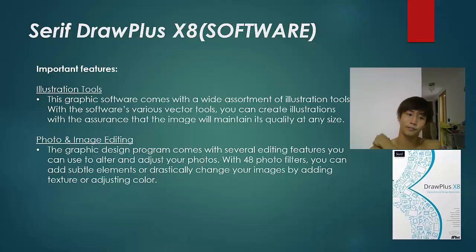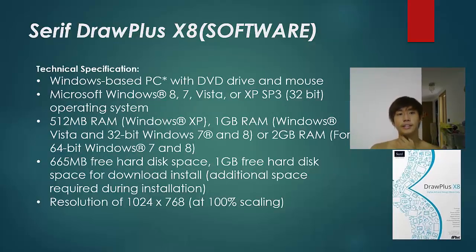Okay, then furthermore, the photo and image editing comes with several editing features which the user can use to alter and adjust the photo, and the system comes with around 48 photo filters. You can also add elements or drastically change the image by adding texture and adjusting the tone of the image. Yeah. Okay, then this technical specification is that you need a Windows-based PC.